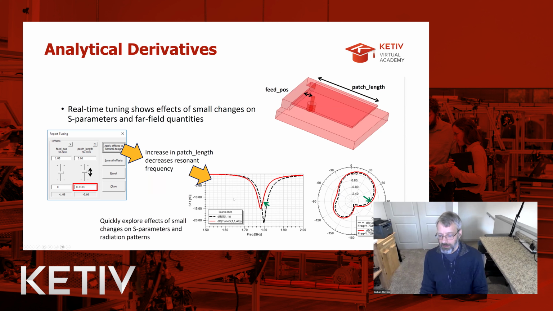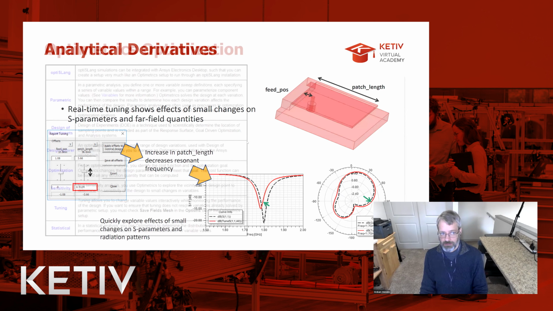so that you can use these slider bars to get a feel for what rough range I want to be in, and where I want to do some finer tuning analysis and dial in more. That allows you to quickly explore the effects of small changes on S parameters or radiation patterns, whatever antenna output you're interested in. It just requires a little more setup in terms of calling out these patch lengths and which derivatives I want to do, and then setting up the report tuning. So that allows you to get a feel for what's going on in terms of the design.